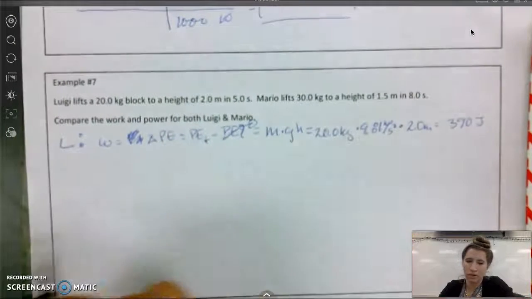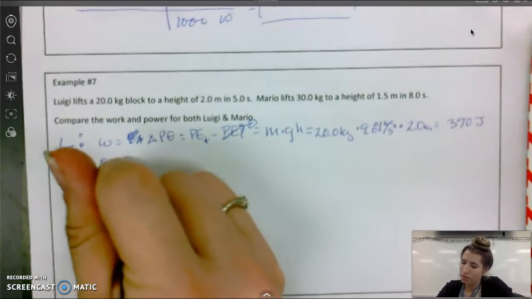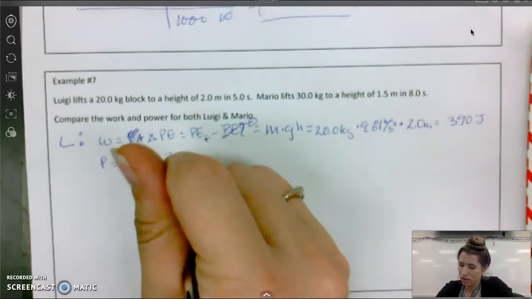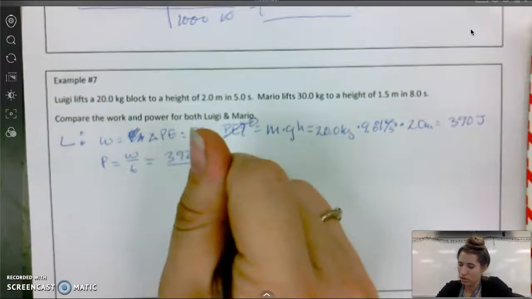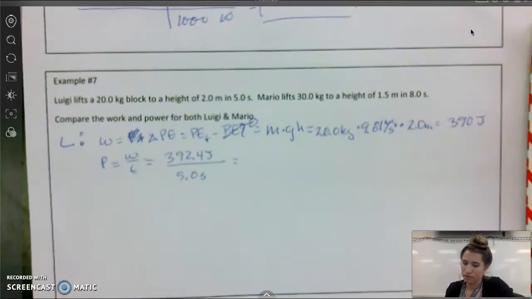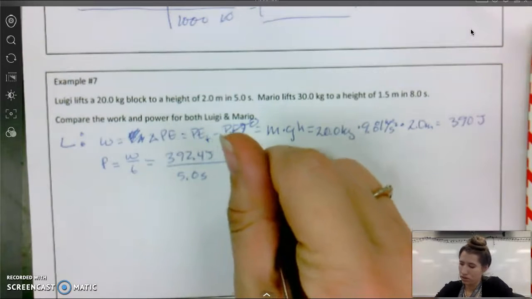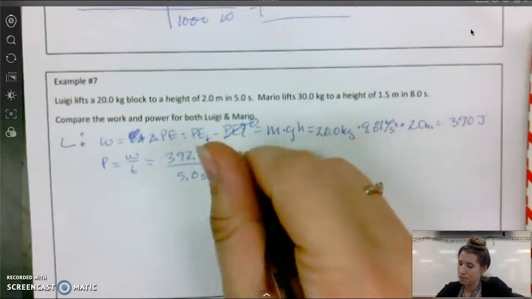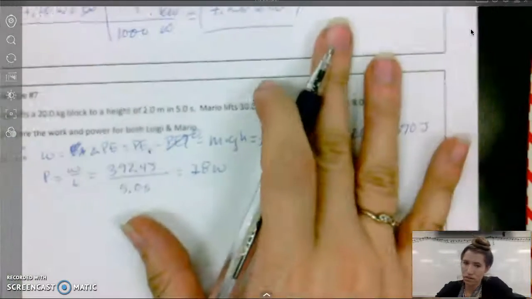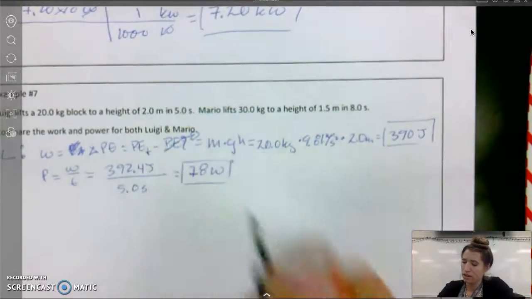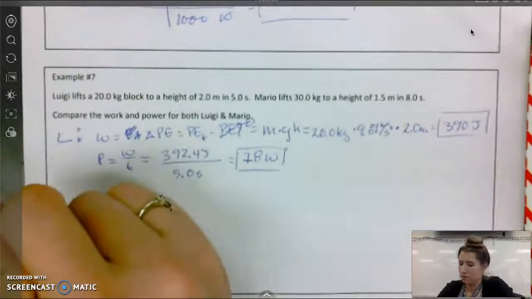Now let's look at power. Power is work over time, and we know the work is 392.4 joules. The time was 5 seconds. And 2 sig figs, 78 power, so that'd be watts. Okay, nice. So there's the work for Luigi. There's the power. Okay, now let's compare with Mario here.